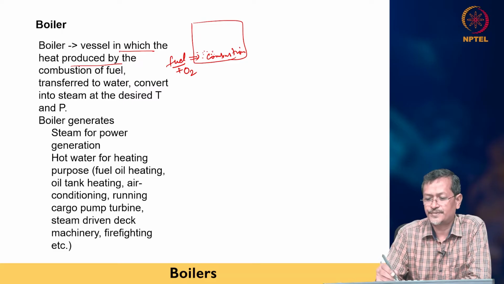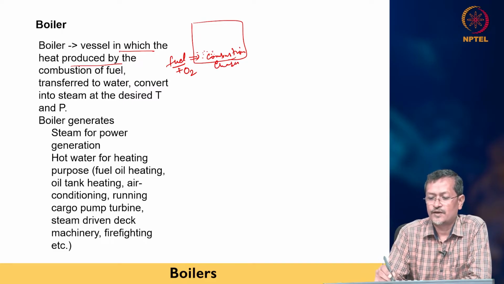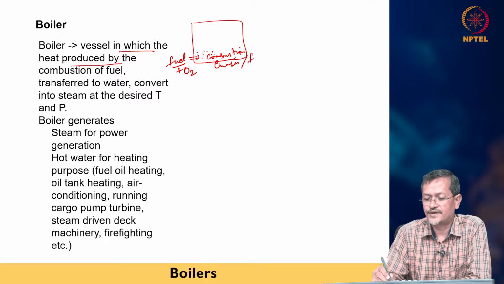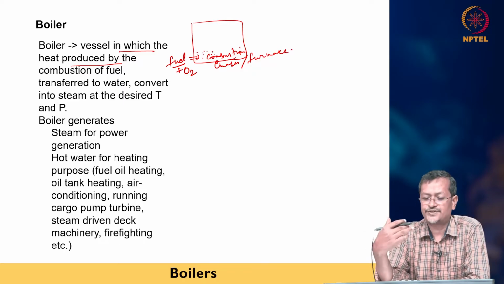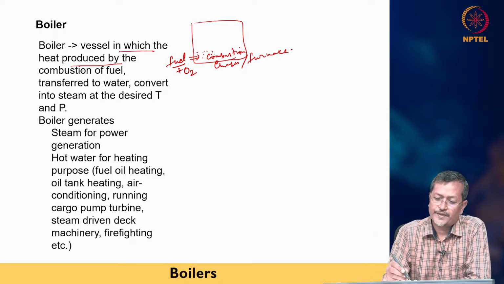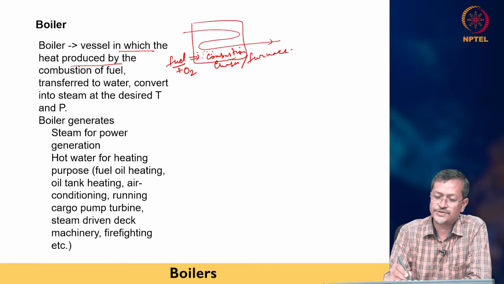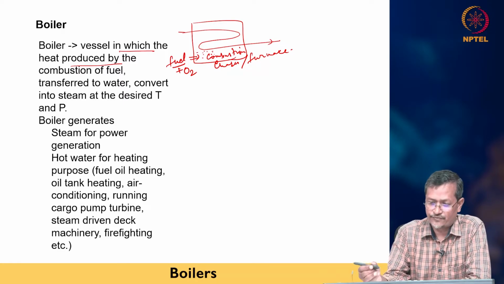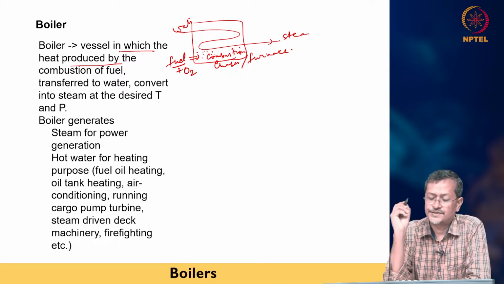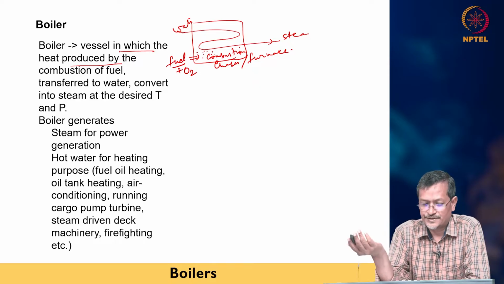Sometimes we say combustion chamber, or we can say furnace. Because you are burning fuel and generating lots of heat, this heat will be going to my water tube system or fire tube system, and we will get lots of steam. This steam will normally be superheated steam.